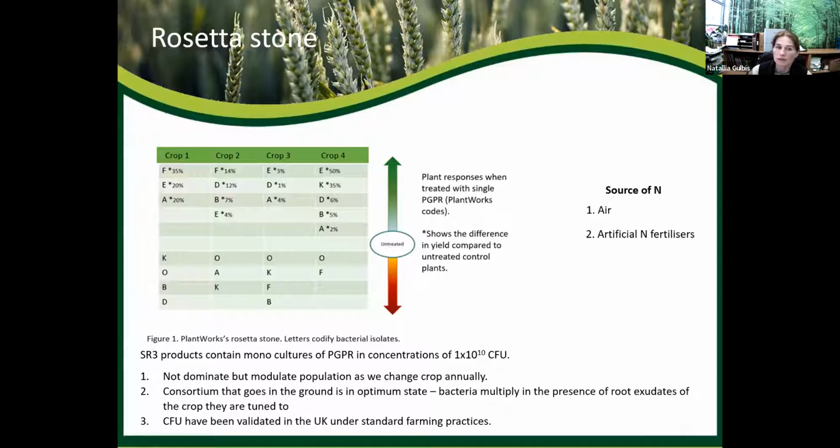That prompted us to test every single bacterial species we have on different crops, and then make a consortium that will fit a certain crop. For example, we have a special consortium for wheat, a special consortium for potatoes, or a special consortium for oats. We also had to determine the optimal CFU number, because we probably won't be able to dominate the population, but we would like to modulate the rhizosphere population enough so plants benefit from the bacteria.